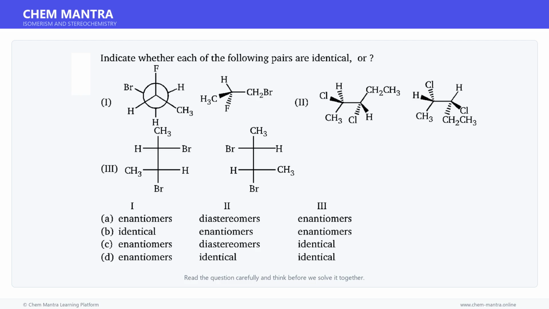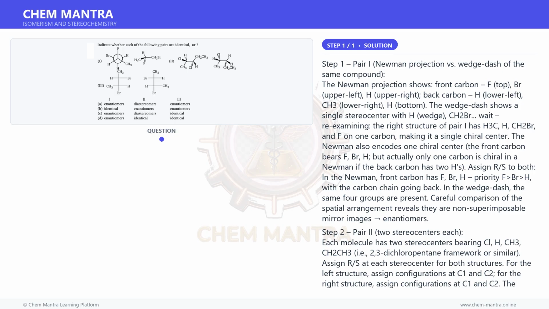Here is a question. Read it carefully and think about the answer. Let us solve it step by step. Let us begin solving this step by step. Step 1. Pair 1, Newman projection versus wedge-dash of the same compound.